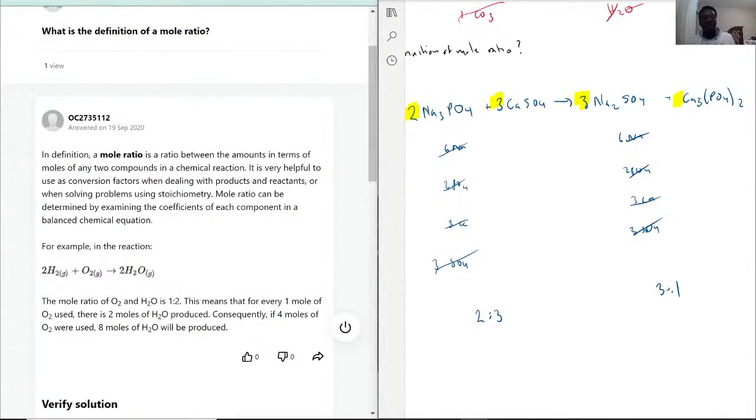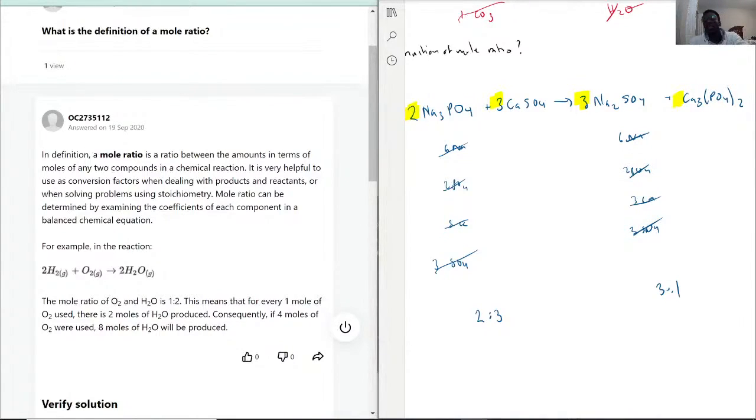Exactly. It's very helpful to use as a conversion factor when dealing with products and reactants, or when solving problems using stoichiometry. And mole ratio can be determined by examining the coefficients in a balanced chemical equation. So exactly, when they show the water, the 2 hydrogens and the 1 oxygen, the mole ratio of O2 to H2O is 1:2. You can truly pick anything to establish a mole ratio, because it also helps you convert.